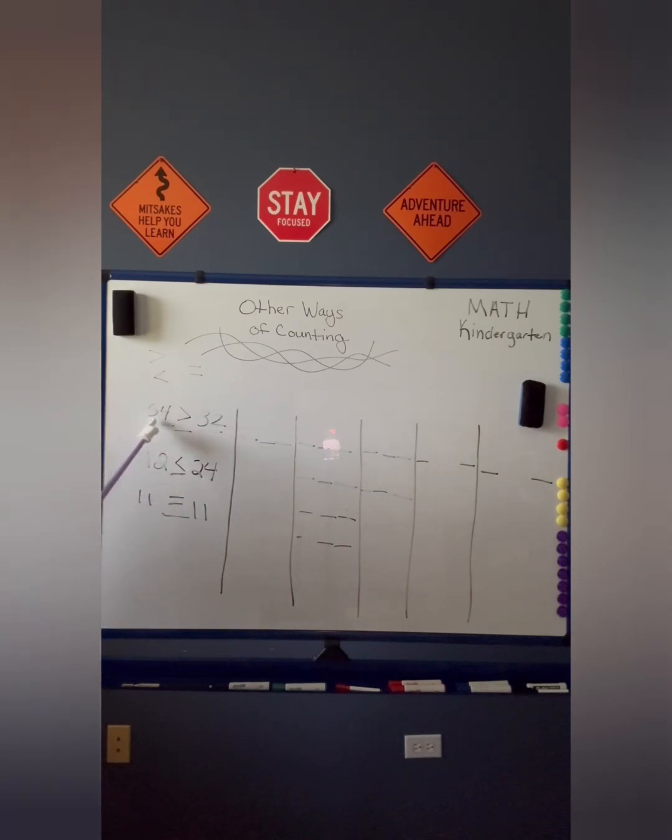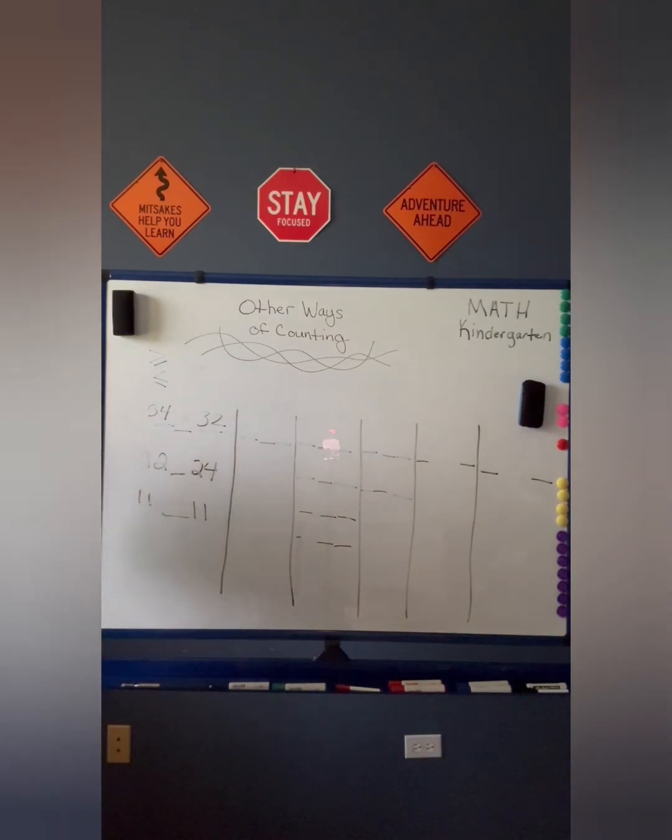Greater than: 54 is greater than 32. Open on the bigger number. 12 is less than 24. Open on the big number. Point it towards the smaller number. 11 and 11 is equal. 11 is equal to 11.